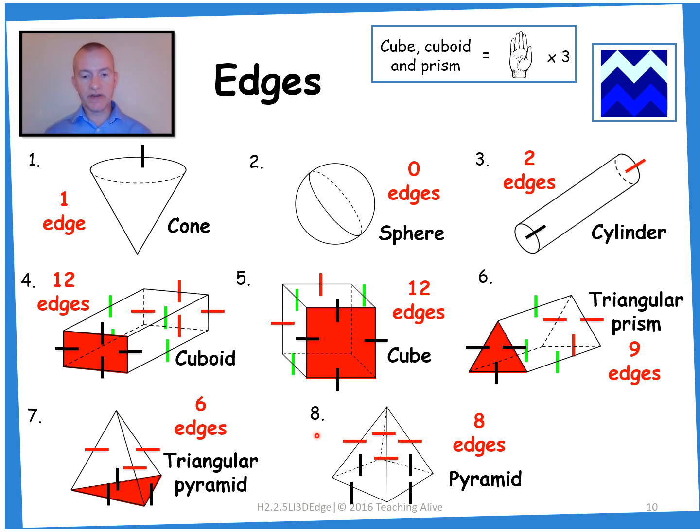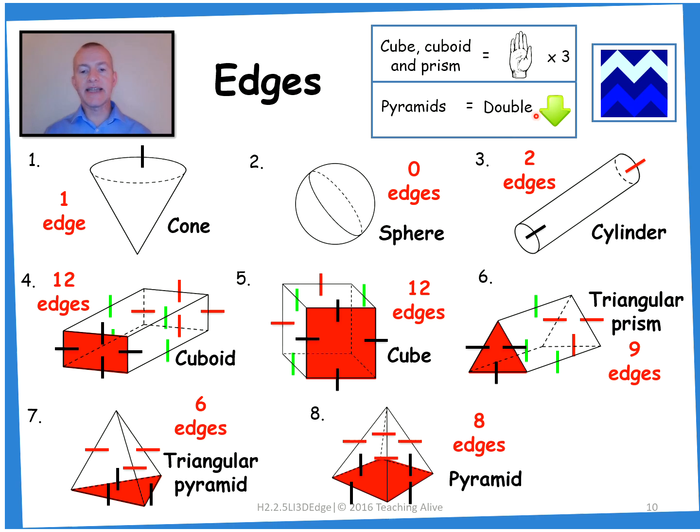Let's see if this works for number 8. Let's have a look at the base shape in red. It's a square, and it's got 4 sides. A square's got 4 sides. So let's double 4, gives us 8. So it looks like our pattern for pyramids can be to double the base shape sides.